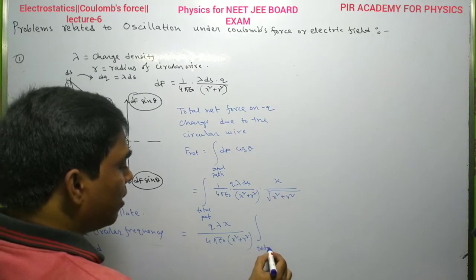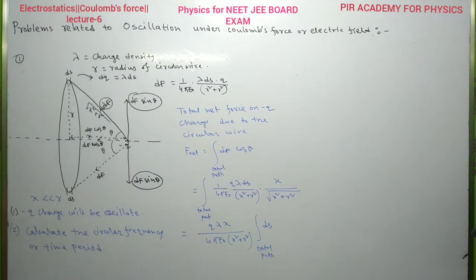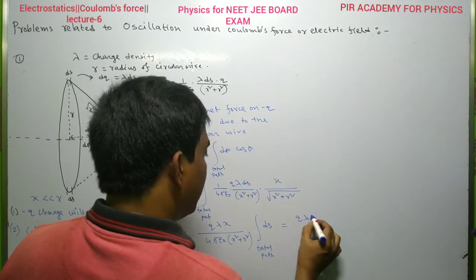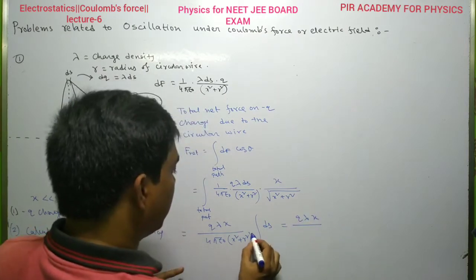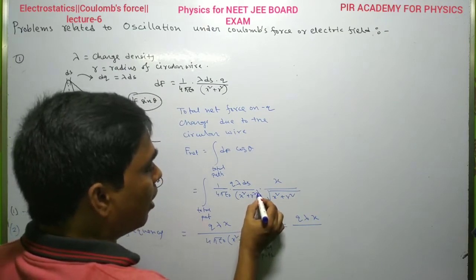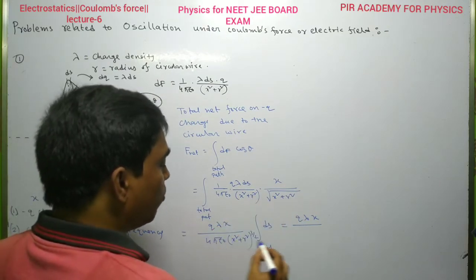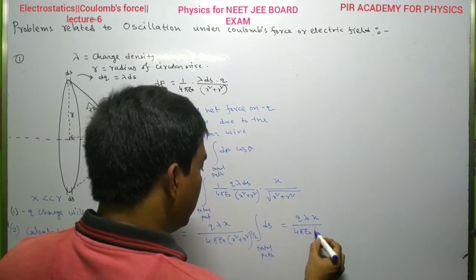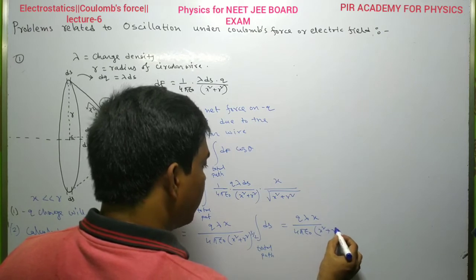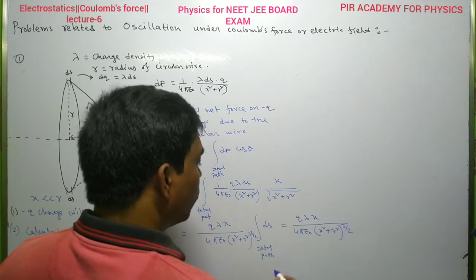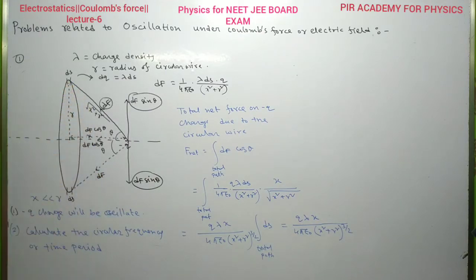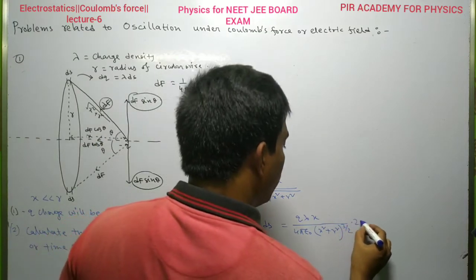and this value is constant, and the integration over the total path is ds. So if I integrate, then it will be q lambda x divided by, here it will be 3 by 2, so it will be 4 pi epsilon naught into x square plus r square to the power 3 by 2, and here will be the total integration of this path. If this is r, then it will be 2 pi r, the integration value will be 2 pi r.